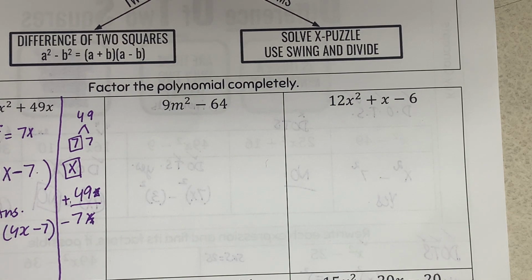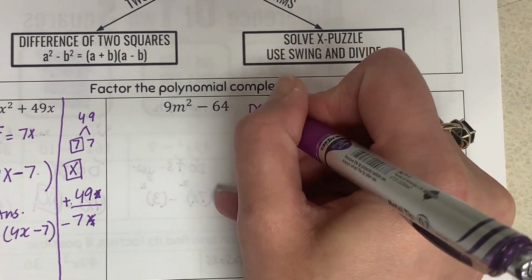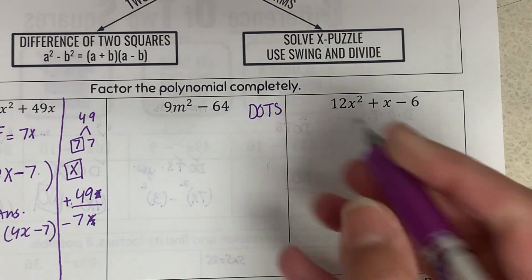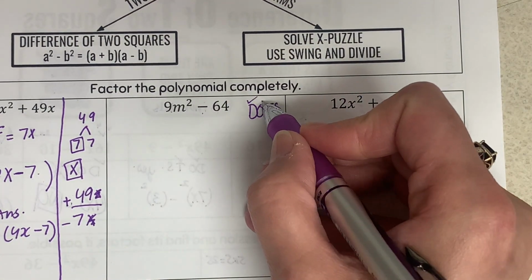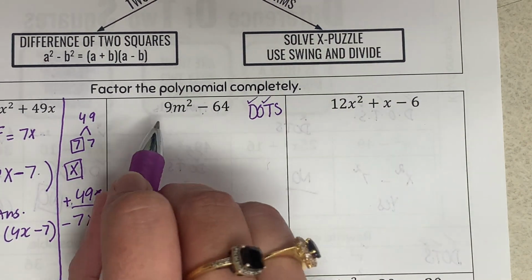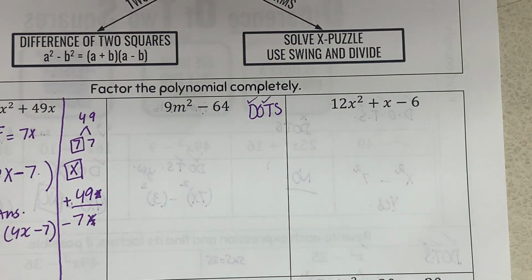Let's look at this one. Does it have any greatest common factor? Doesn't look like it. 9 is 3 times 3, and 64 is 8 times 8. Oh, actually they are perfect squares. So let's see if I can do the dots method. Is there a difference? Yes. 2 terms? Yes. Are those 2 terms perfect squares? Let's check.